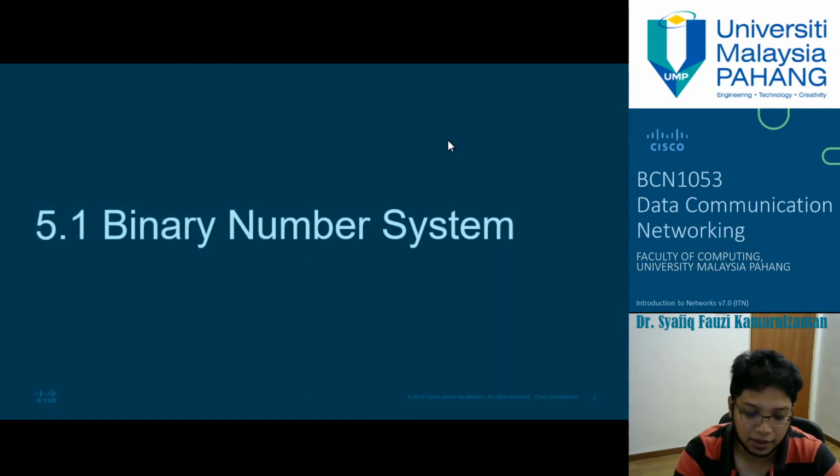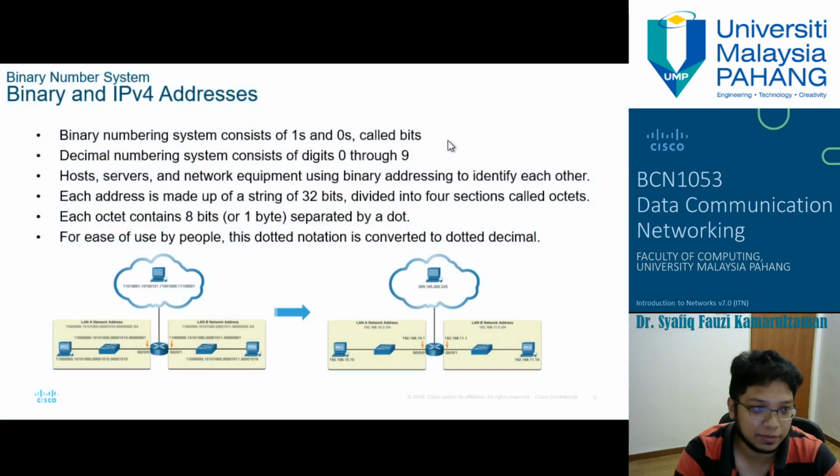Most of them are created based on the binary number system. So what exactly is the binary number system? The binary number system consists of ones and zeros, called bits, and the decimal number system consists of 0 through 9. However, hosts, servers, and network equipment use binary addressing to identify each other. Each address is made up of 32 bits divided into 4 sections called octets. Each octet contains 8 bits or 1 byte, separated by a dot. For ease of use by people, this dotted notation is converted to dotted decimal.